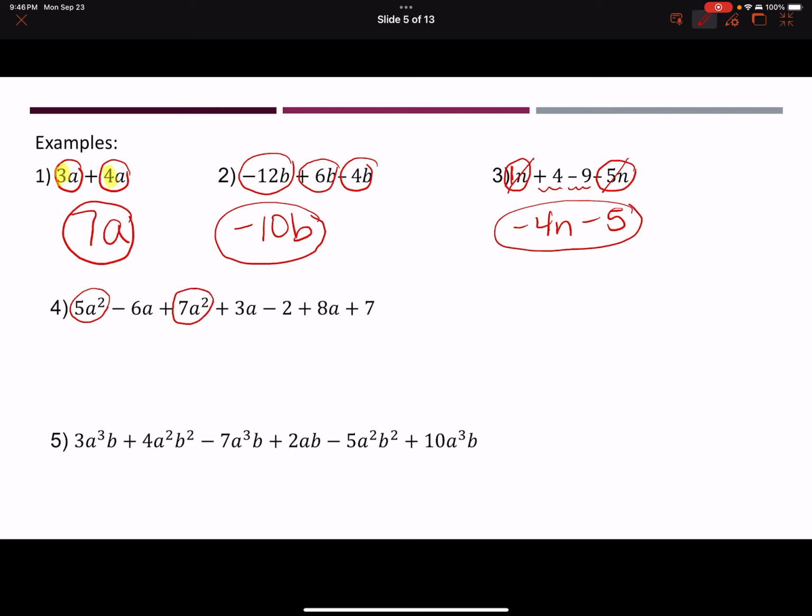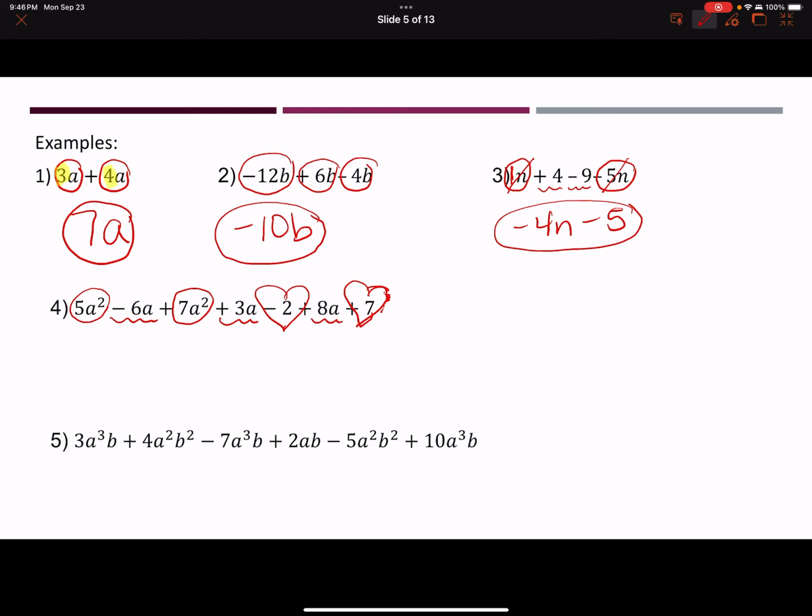And then I'm going to go back. I had like a negative 6a. So here's all my a terms. And then I also have some constants. I have a 7. I have a negative 2, right? So those are my constants.